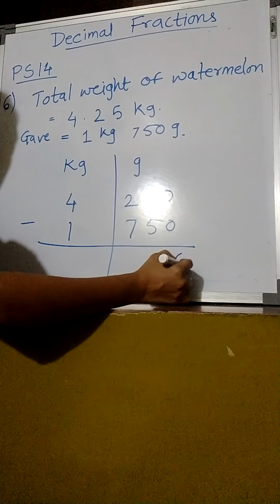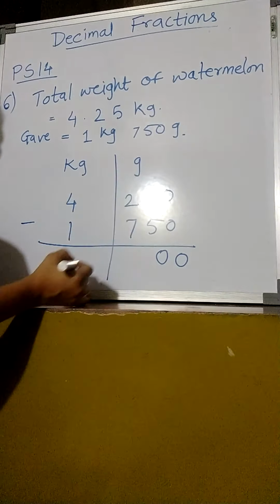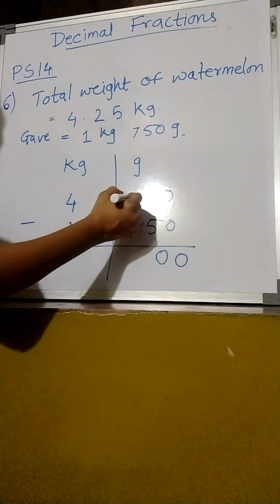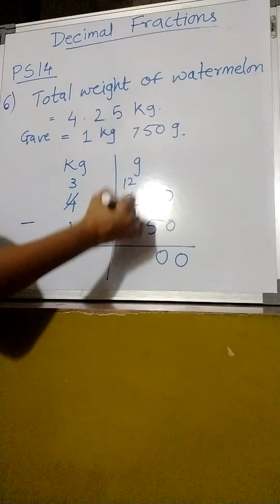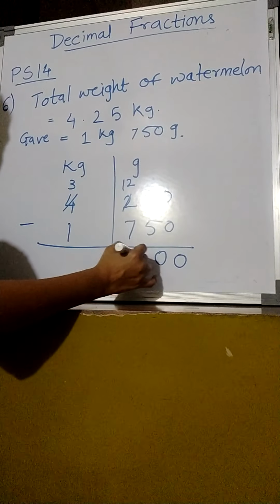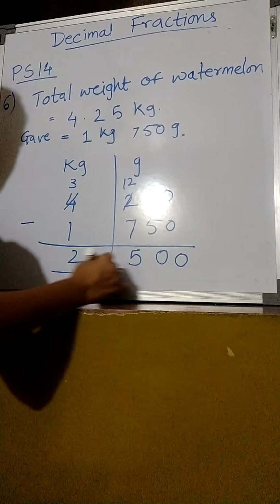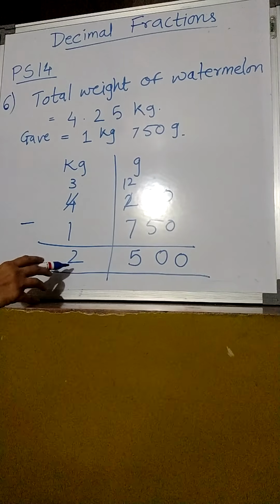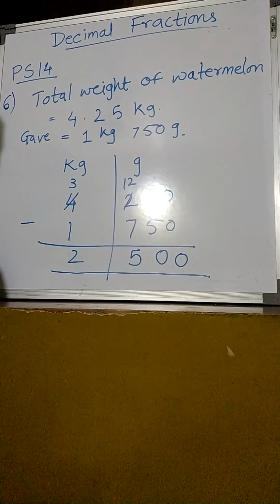0 minus 0 is 0. 5 minus 5, 0. Now 2 minus 7 is not possible. Make it 12, make the 4 into 3. 12 minus 7, 5. 3 minus 1, 2. So your answer is she has 2 kg 500 gram left with her.